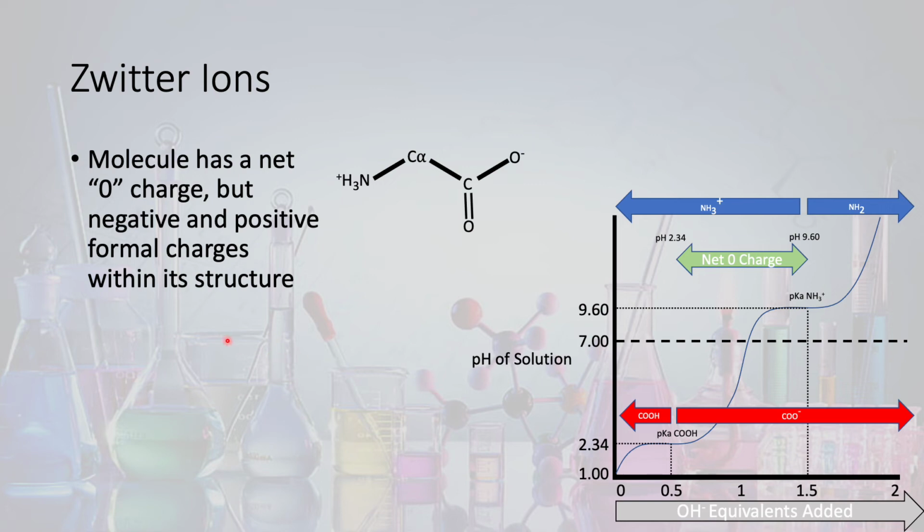So the unique name for an ion such as this, so our amino acid here has a net +1 charge, or a formal +1 charge on our quaternary amine and a formal negative charge on our carboxylic acid. Molecules like this are referred to as Zwitter ions. So Zwitter ions are molecules that have a net 0 charge but both a negative and positive formal charge within their structure. And again, between a pH of 2.34 and a pH of 9.6 is the range that we have for our glycine amino acid, where it will be a Zwitter ion.